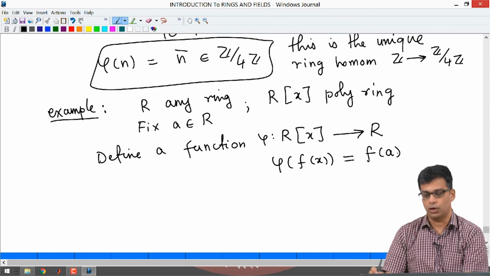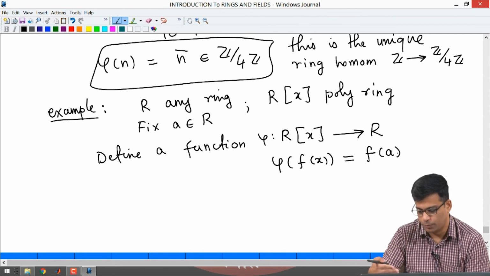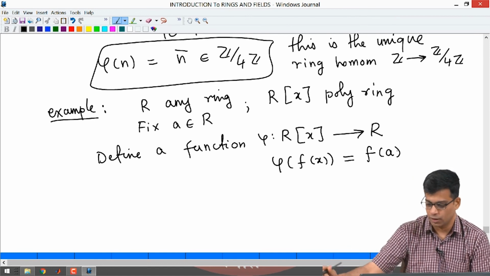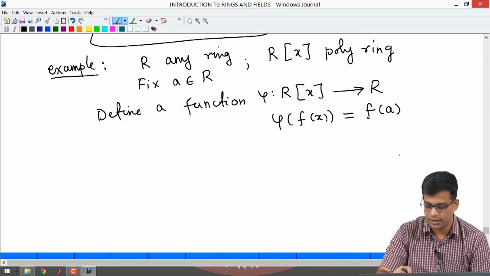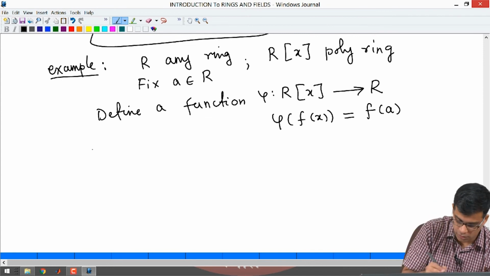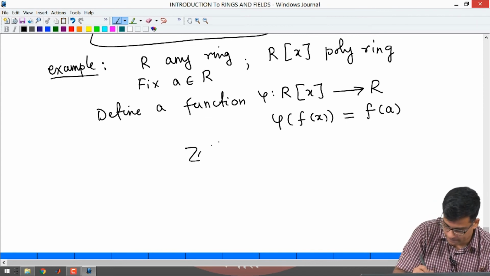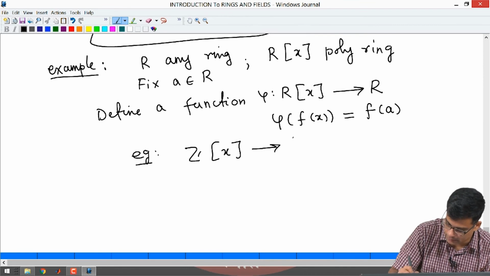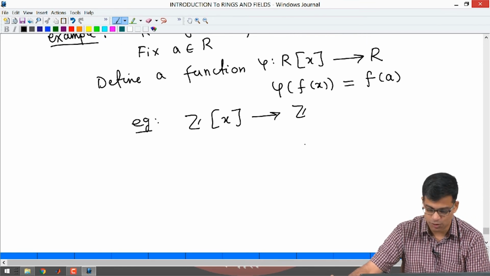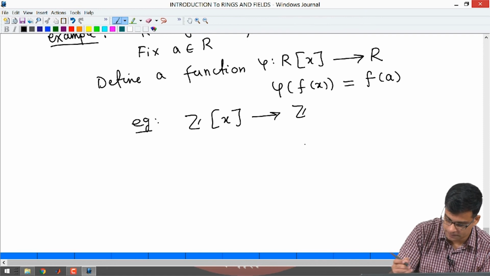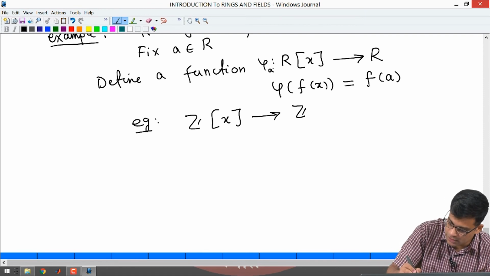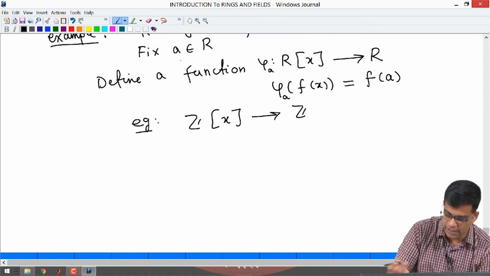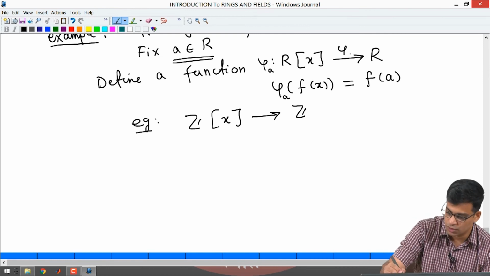I have already told you in a previous video, we can evaluate a polynomial at any element of the ring. So, in other words, I am simply replacing x by a. For example, if I take Z[x], this is a special case of this example, I have a map from Z[x] to Z. Let us denote this by phi sub a, because a determines this map. So, this is phi sub a.